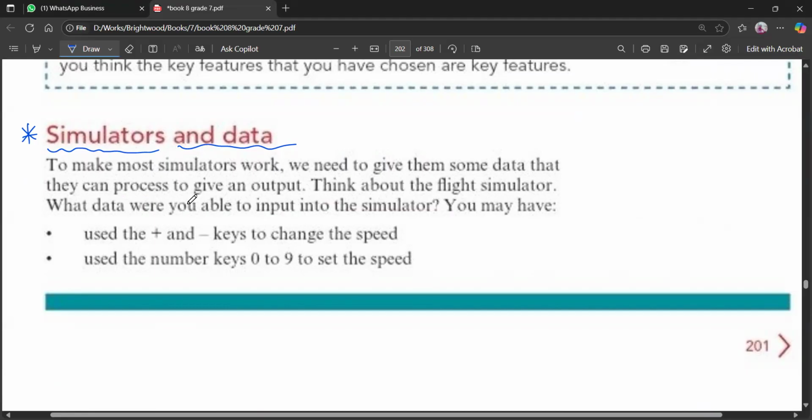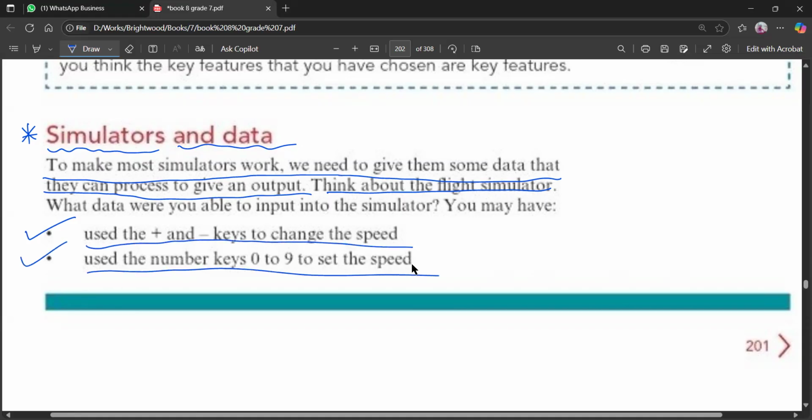So to make most simulators work, we need to give them some data that they process to give an output. Think about flight simulators. You can use plus or minus, you can use 0 to 9 to set the speed, you can use the up arrow and down arrow. Like that, there is everything.